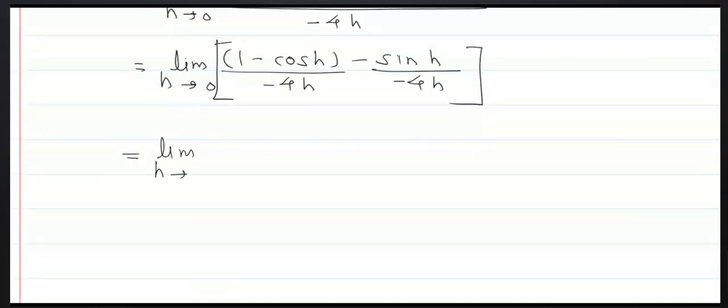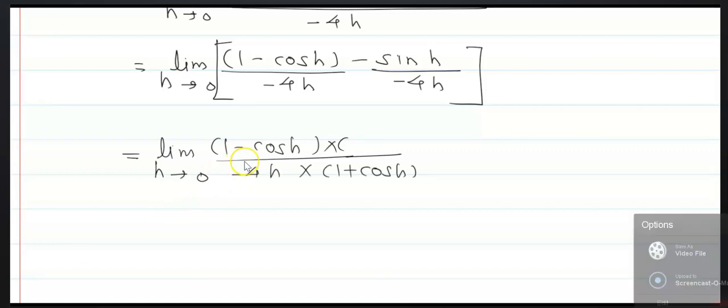And now to solve, evaluate this limit. Limit h tends to 0, 1 minus cos h upon minus 4h, multiplying n and d by 1 plus cos h. I always solve this type of example by using the rationalization of this. I can also solve this example by using the formula. What is that formula? 1 minus cos of a is equal to 2 sin square a by 2.